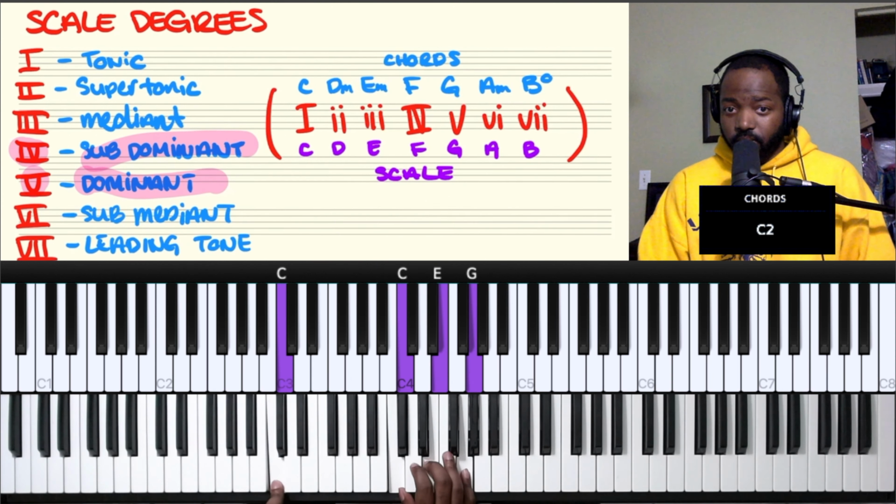So let's look at that in practice. When we're talking about scales, we're talking about a scale degree.